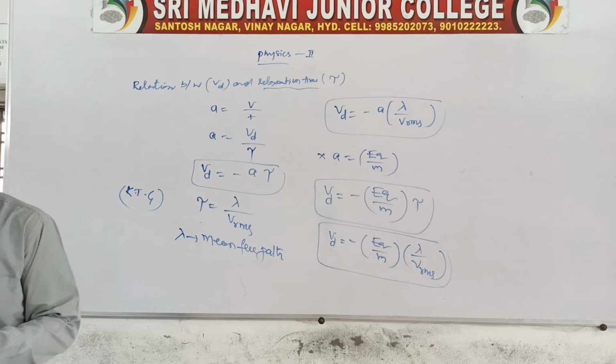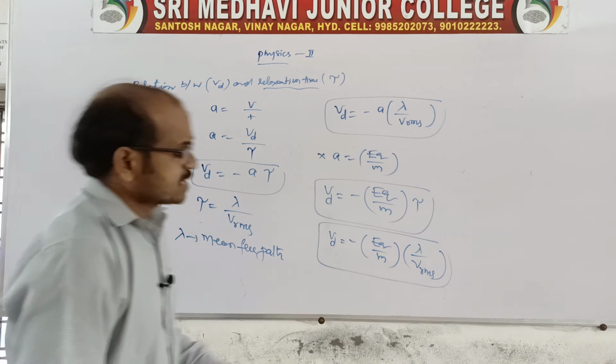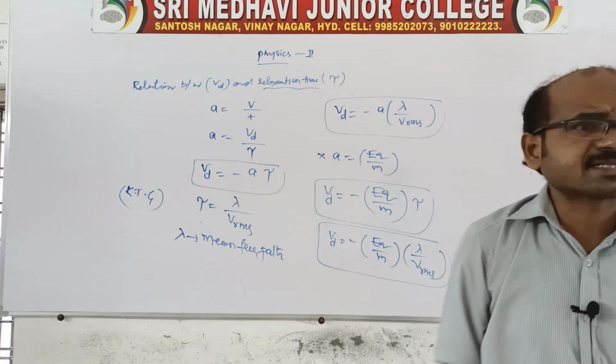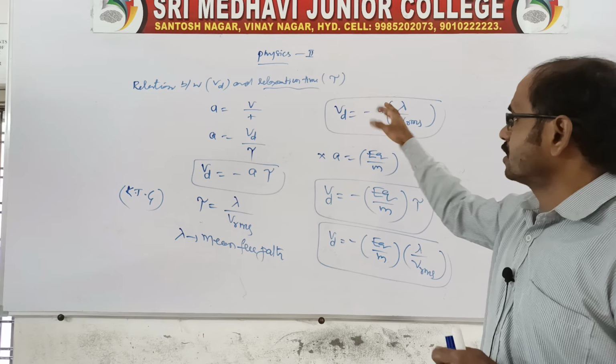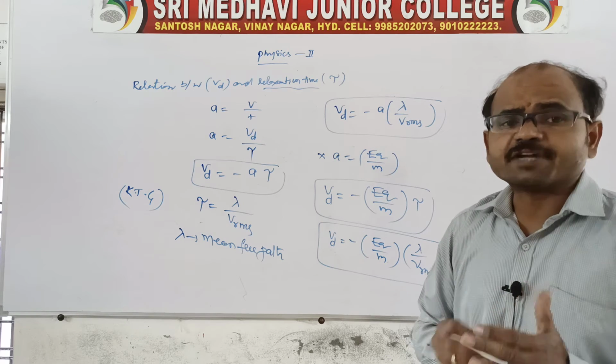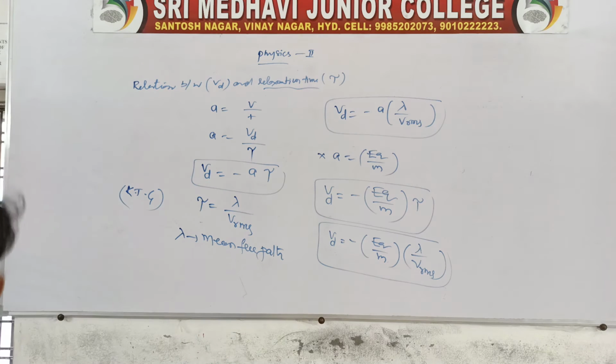This is the relation between drift speed and relaxation time. Clear? So this is the relation between relaxation time and drift speed. Clear, no? So this is the relation.